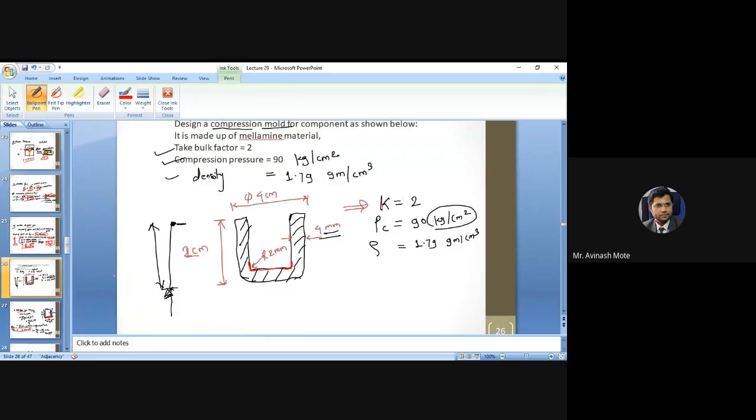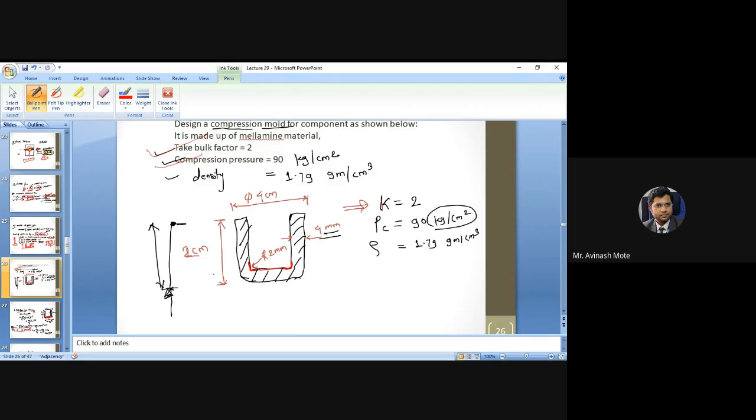Then we have solved one problem also. A simple component. Additional problems we'll solve in the practical. Getting it? A simple component we have designed using the compression molding process. This was the height of the component, and this is the wall thickness. Bulk factor is given, so you can calculate loose powder. Compression pressure is given, so you can calculate clamping force. Area of the projection you can calculate from here.